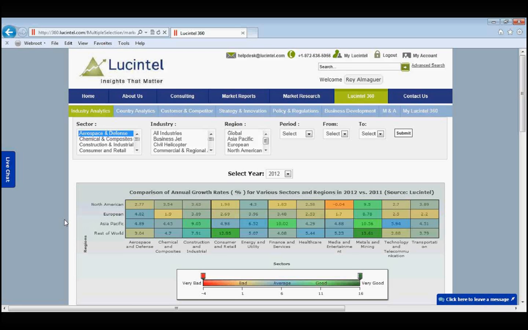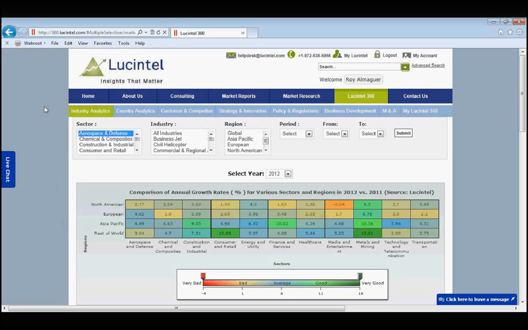I'd like to take some of your time today and show you this new and innovative tool called the Lucintel 360. It is a culmination of 10 years worth of work and tons of feedback that we receive from our customers. We've quite often heard, your information that you supply us is great, but how can we make it a little bit more actionable? And this Lucintel 360 product answers that question.